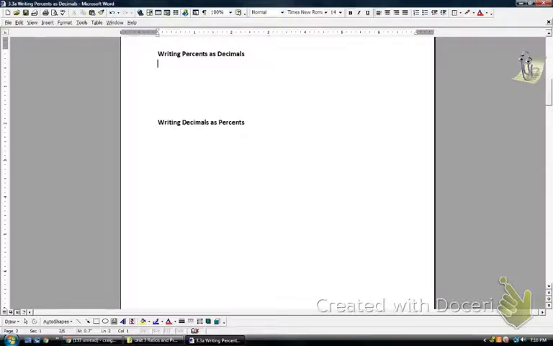So what we're going to do today is write percents as decimals and decimals as percents. And in order to do that, we're going to write our algorithm. So when we write percents as decimals, the first thing we're going to do is take off the percent symbol. And then the second step is we're going to divide by 100, or what we're doing practically is moving the decimal point 2 places to the left. So I'm going to write that down, and you can too.